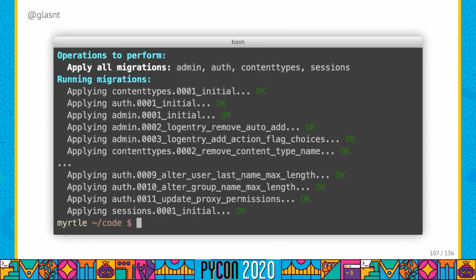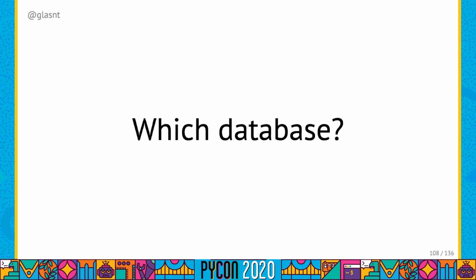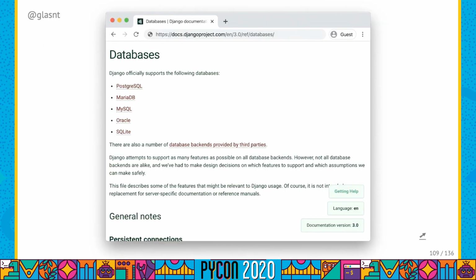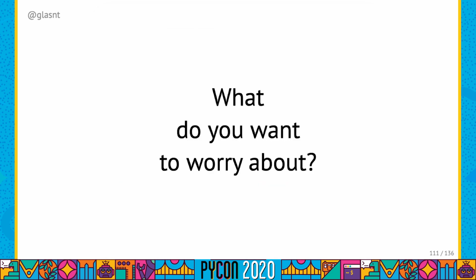These are the commands that we had to run earlier in order to create our major database structures in the beginning. They deal with things like the admin side, content types, authentication, and these are the things that the admin needs in order to be able to work. So, which database do you choose? I mean, Django lists a whole bunch of databases that are compatible and a whole bunch of third parties that are also useful. But not all databases are created alike.